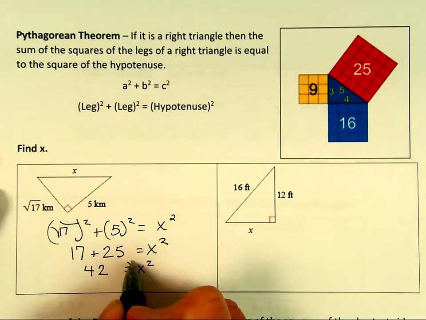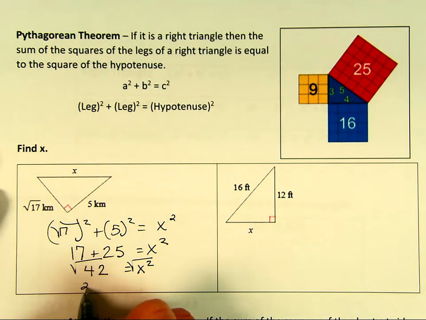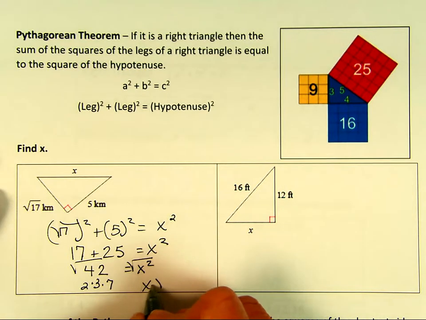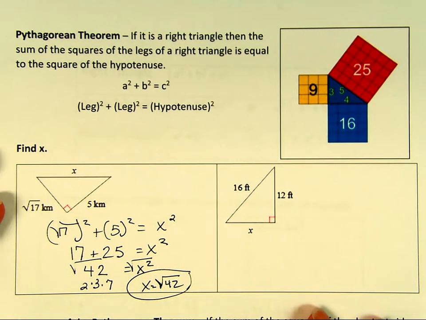And if you're going to solve for x, you have to take the square root of both sides, and then you'd have to kind of figure out, are there any perfect squares in there? That's 2 times 3 times 7, because 6 times 7 is 42. So there's nothing perfect in that. So that means x does indeed equal the square root of 42 in its simplest form. If you were asked to round, you could round it. It depends on the directions.